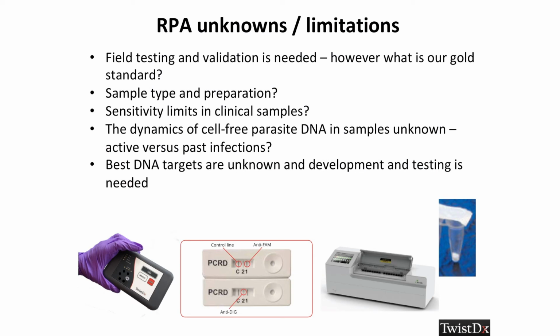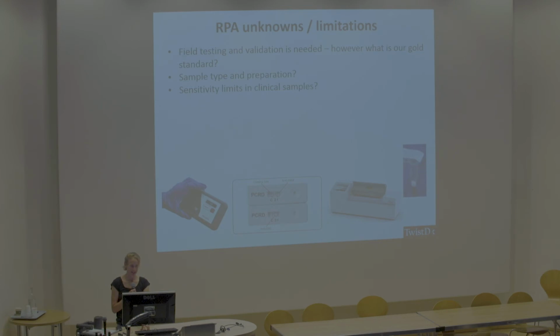I struggle with knowing what my gold standard is for schistosomiasis and what I should be basing all my results on. We need to think about what kind of sample we're using and how those samples need to be preserved. We need to determine what our sensitivity limits are, particularly in the clinical setting. We also need to think about what we're targeting. Are we targeting those eggs? Are we targeting that cell-free parasite DNA? And what's the dynamic of that between a past infection versus an active infection, and infections after treatment as well? So still lots of questions there.